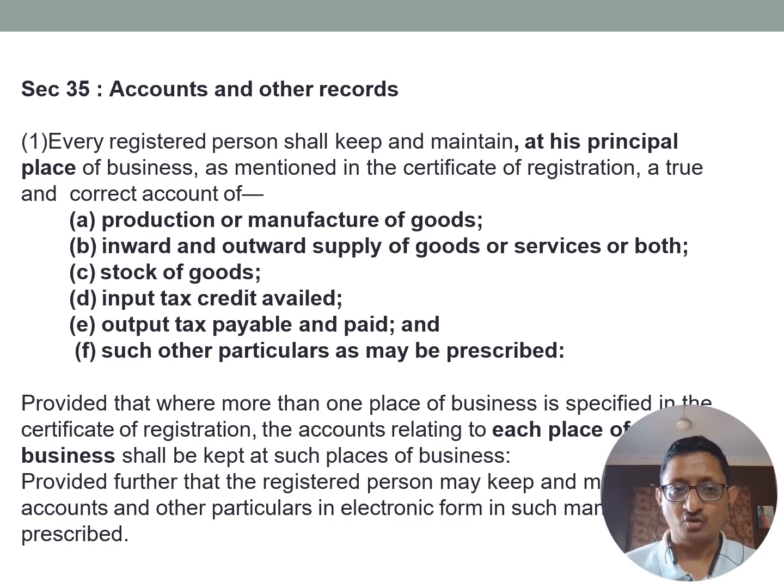So what are the six documents? Production and manufacturing of goods, inward or outward supply of goods or services or both, stock of goods, input tax credit availed, output tax payable and paid, and such other particulars as may be prescribed. These are the basic six documents to be kept under Section 65 of the GST Act at the principal place of business, and at the additional place of business you have to keep the stock register.